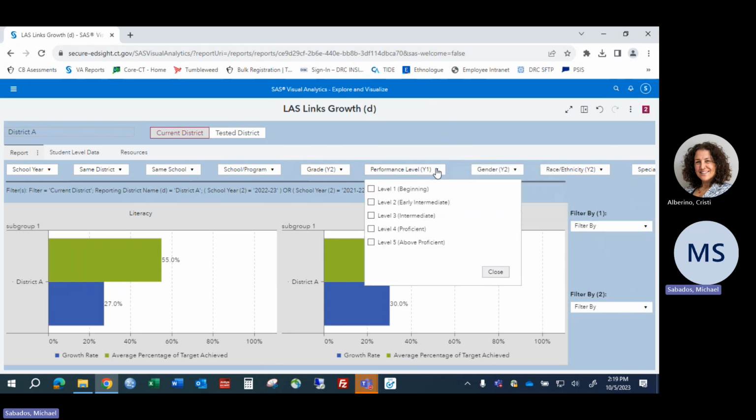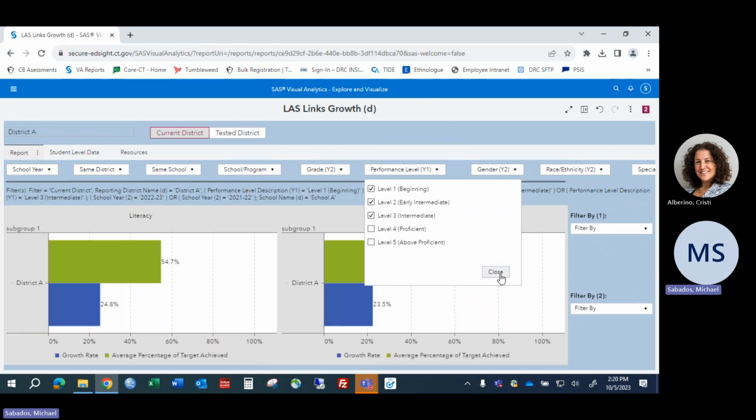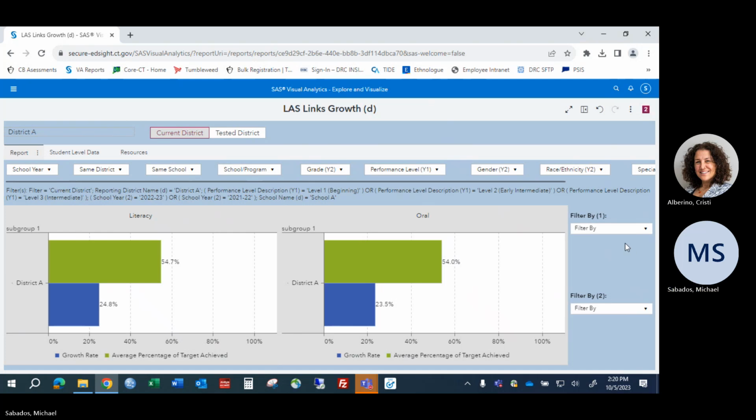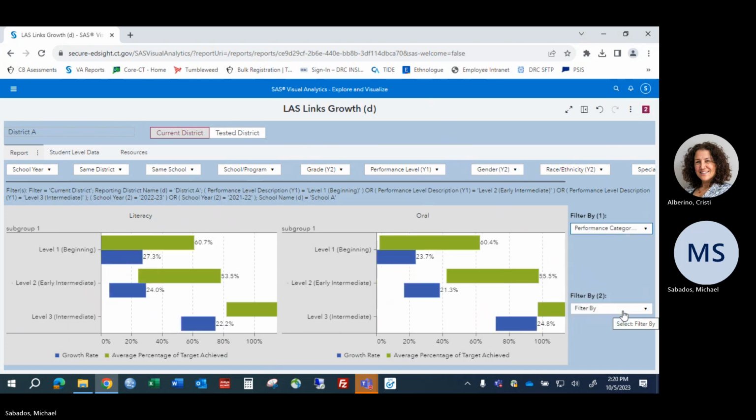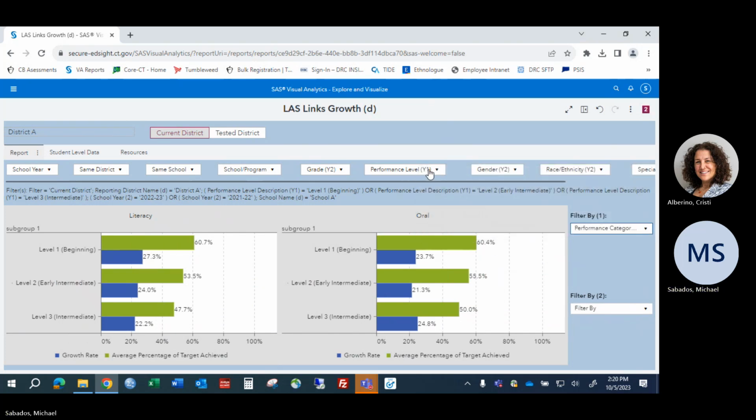Another option you have too is to look at what was a student's performance level in year one. So remember, the growth targets are based on a student's performance in year one, their performance level. That's where the targets come from. So you might want to see across performance level how students are doing in meeting their targets. So let's say we're interested in all of those students who hadn't yet met math, who hadn't yet demonstrated proficiency. And we're going to see. So we've asked for performance levels 1 through 3, and we've gone over to the right-hand side, and we've said, okay, we want to make comparisons by the performance category in year one to see our results.